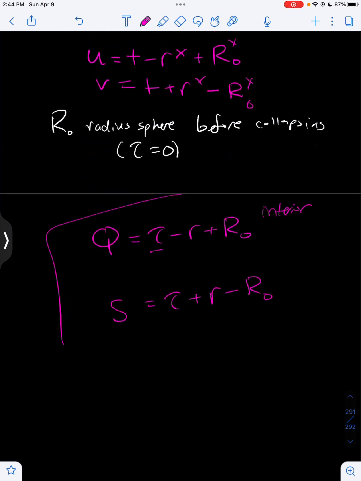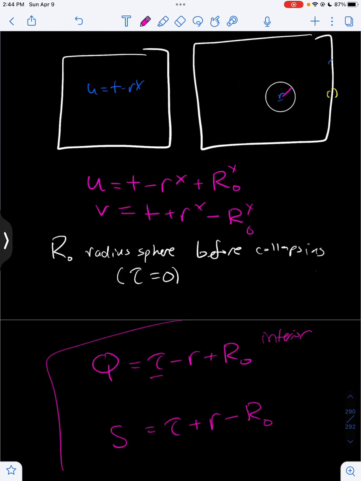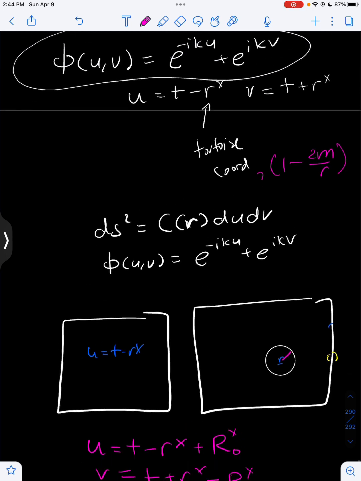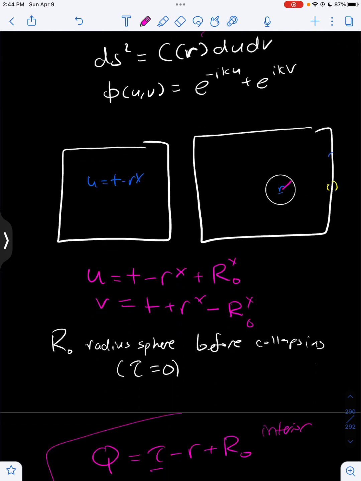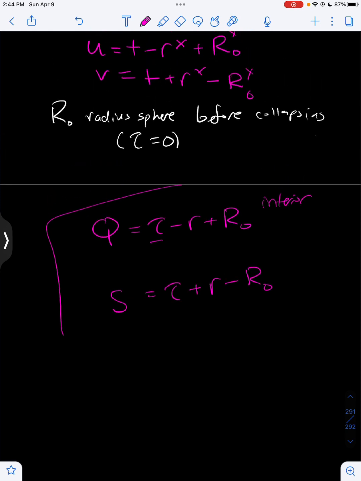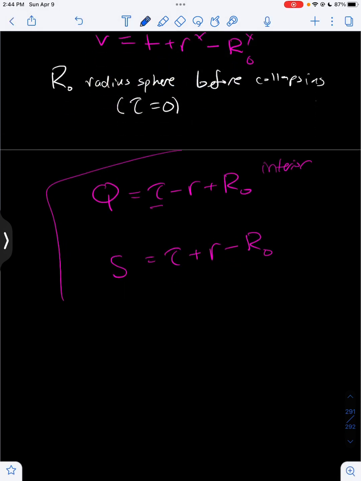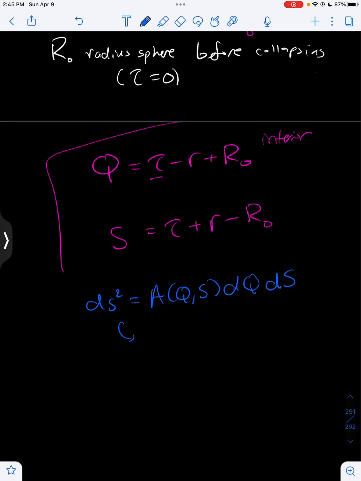So what's the metric inside the sphere? Well, outside the sphere, we talked about how we have this as the metric, where C of r was just 1 minus 2m over r. Now, for inside the sphere, our metric is going to be very similar. We get this metric by solving the Einstein field equations for a non-vanishing stress energy tensor, and we would actually get A of QS dq ds. And this is the metric for inside the sphere.